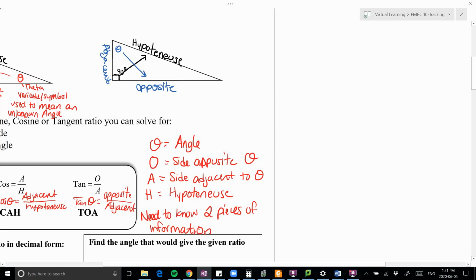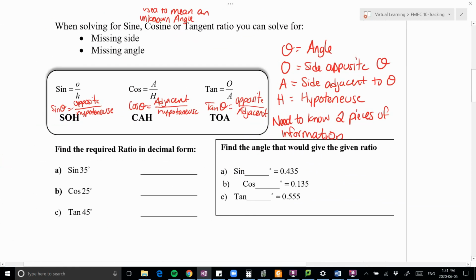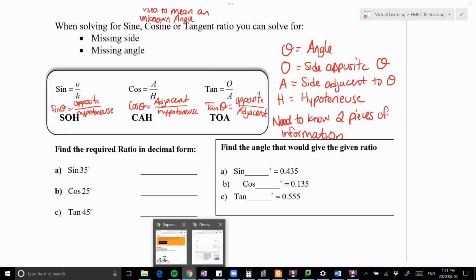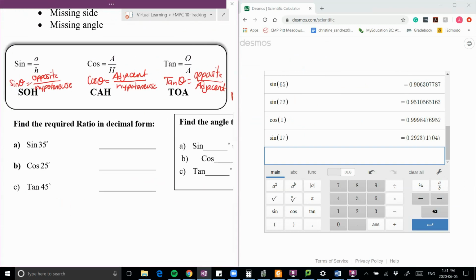And depending on which two we know, we can find any missing thing. So a reminder from your calculator time, and I'm going to use my Desmos calculator on here. This is the one that I found kind of the most useful. So if I want to find a ratio in decimal form, this is where I'm going to be using my sine, cosine, tangent button. So this would be like finding a missing side. So I would go sine 35.